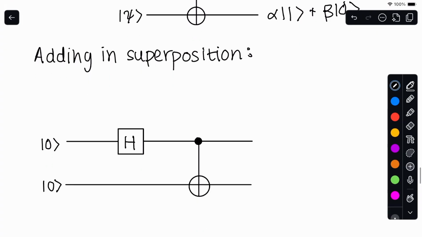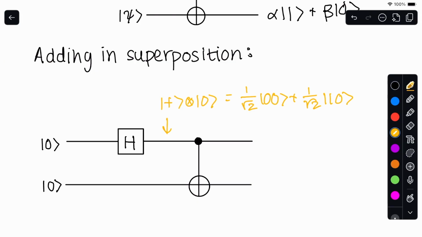So now let's consider adding in superposition into the mix. So let's take our first qubit and apply a Hadamard gate. So after this point in the circuit, this qubit will be in the plus state, and the second qubit will be in the 0 state. And we know that this looks like 1 over root 2, |00> plus 1 over root 2, |10>.